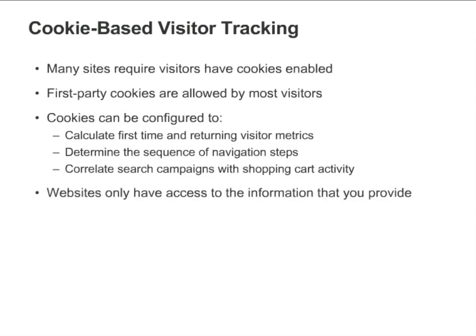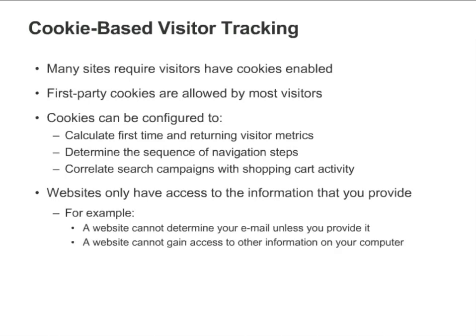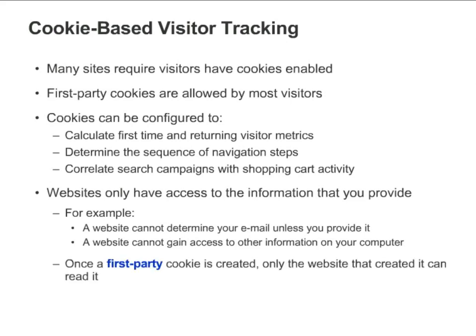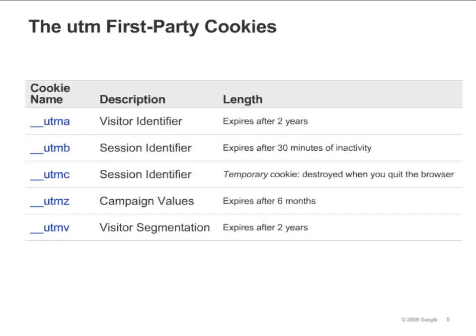Remember, websites only have access to the information that you provide. Websites can't get your email address or access to any information on your computer unless you provide it. And since Google Analytics only uses first-party cookies, Google Analytics cookies can only be read by the website that created them. Google Analytics sets the 5 first-party cookies shown in the slide.